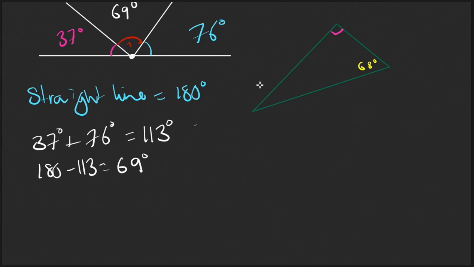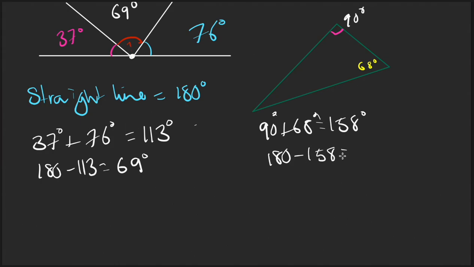Angles in a triangle also add up to 180 degrees. Always, in a triangle, they add up to 180 degrees. So work this one out by pausing the video, and I'll work through this. As we have a right angle here, that symbolizes it's 90 degrees, and 68 degrees. So 90 plus 68 is 158. Then, again, we do the same thing, 180 minus 158, which equals 22 degrees. That means this angle is 22 degrees.